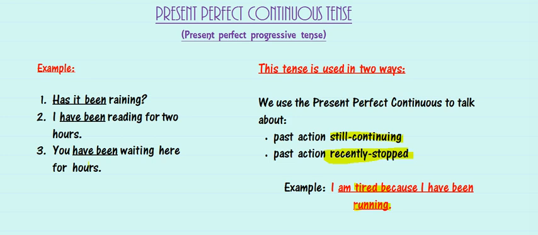Let's see a few more examples. The example number one here says, has it been raining? So this action is about rain and the person is asking, has it been raining? So that is about a past action that he's asking about, or he's saying, is it still raining? That is how you can understand how we can use this tense.